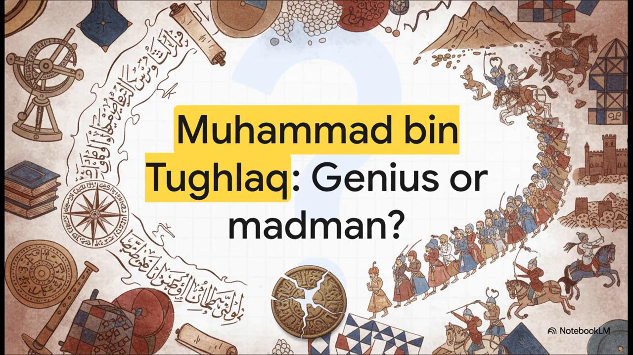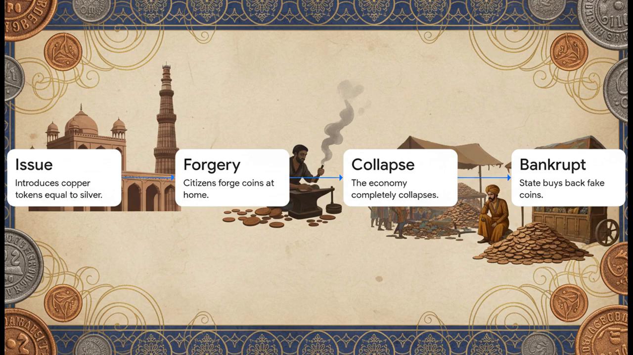From aggressively moving the entire capital population from Delhi all the way to Daulatabad, to launching these disastrous, ill-planned military campaigns in Khorasan and the Himalayas, his grand ideas often proved completely disconnected from ground reality. But his most famous catastrophe?